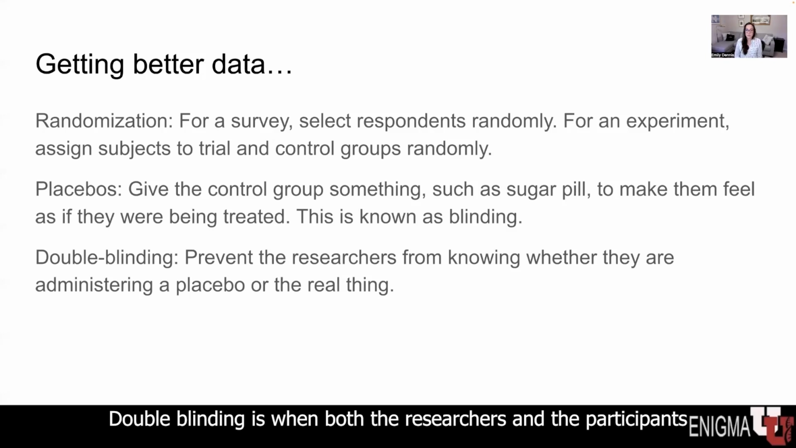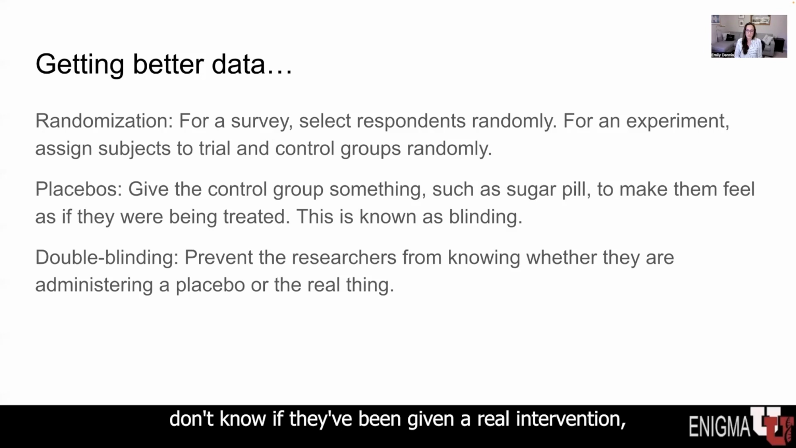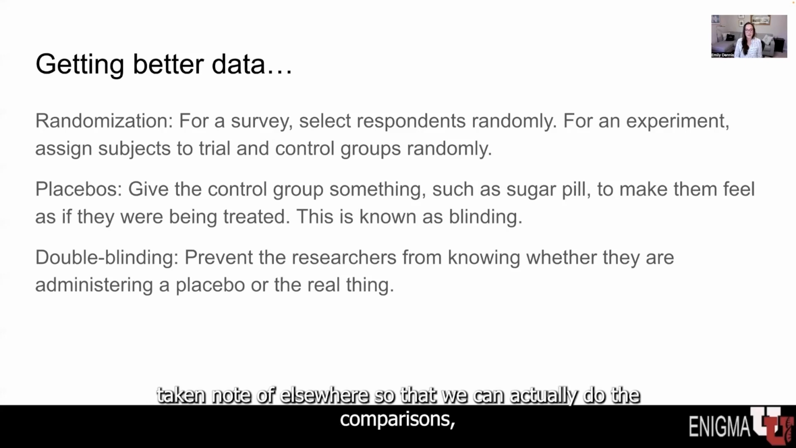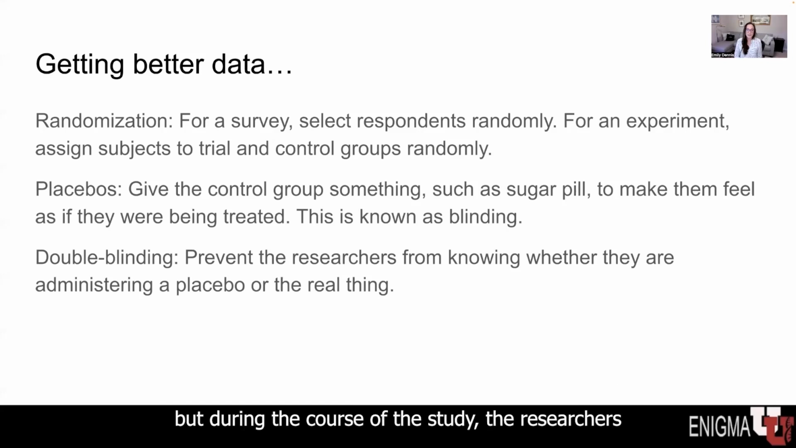Double blinding is when both the researchers and the participants don't know if they've been given a real intervention, a real drug. And this is important because just like human participants can impact outcomes based on their expectations, human researchers can impact outcomes based on if they know that a participant has been given the real thing, they might act differently towards the participant than somebody that they know has been given a placebo. And so in these cases, for double blinding, researchers and participants don't know if they've been given a placebo or a real intervention. Of course, this is taken note of elsewhere so that we can actually do the comparisons, but during the course of the study, the researchers don't know what condition people are in.